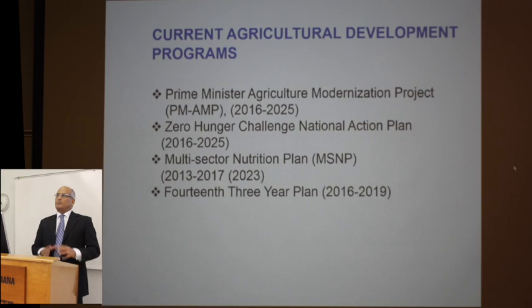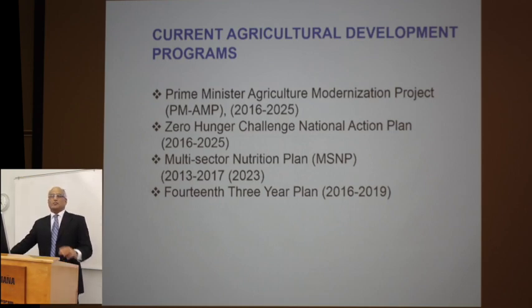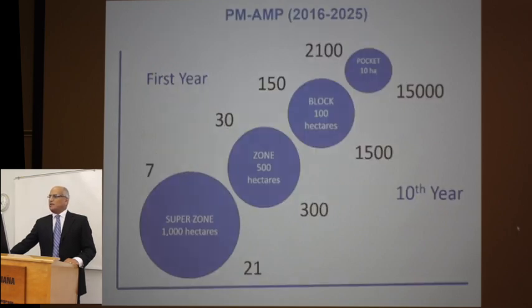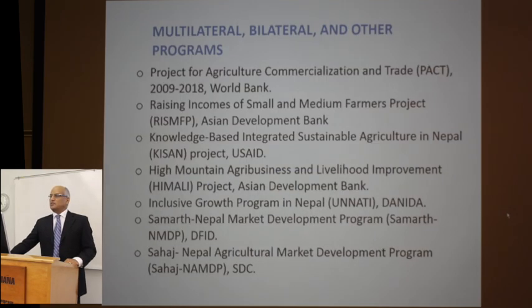The current major agricultural programs in Nepal include Prime Minister Agriculture Modernization Project, Zero Hunger Challenge National Action Plan, Multi-Sector Nutrition Plan, and of course the Agricultural Development under the 14th 3-year plan. All of these programs are intended to realize food self-sufficiency, agricultural growth, and economic development in a very short period of time, within the next 10 years or so.